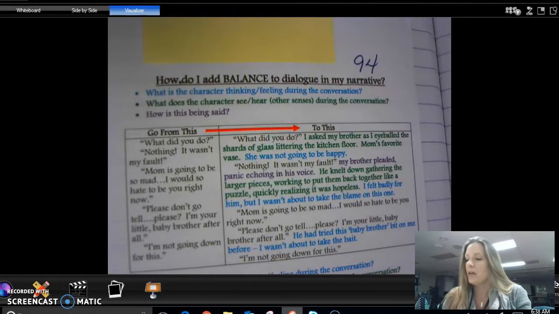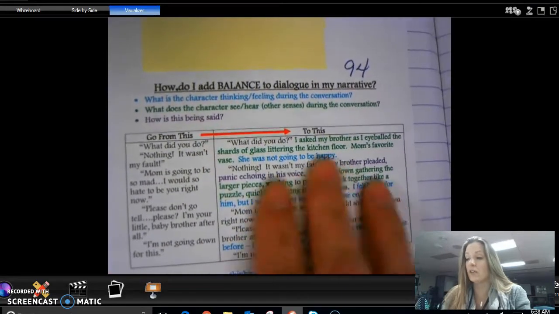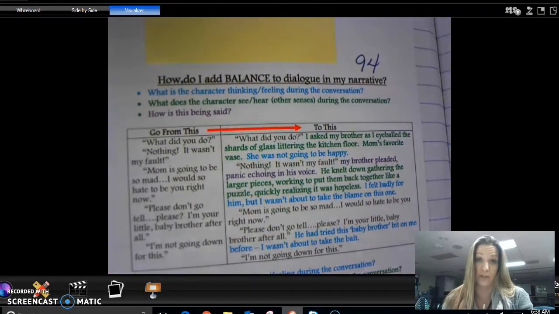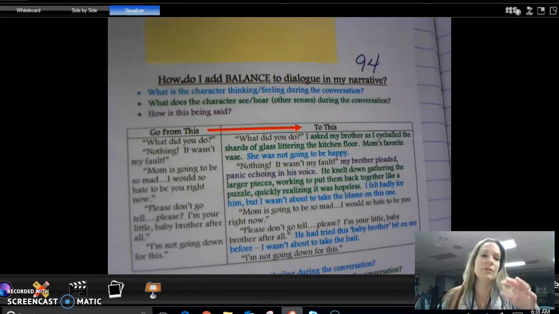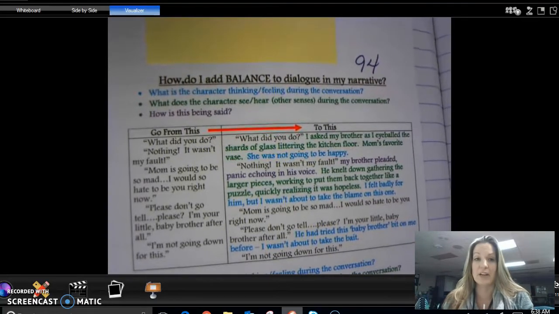Another way to do this is what does the character see or hear, or using those 5 senses during the conversation. So if they're talking about the food cooking and they could smell the spaghetti sauce on the stove, they could hear the bubbles of it and see the splatter all over the stove, or that you could hear whimpering in the background, or something along those lines that makes the dialogue more real. It makes me connect and care a little bit more about your characters.